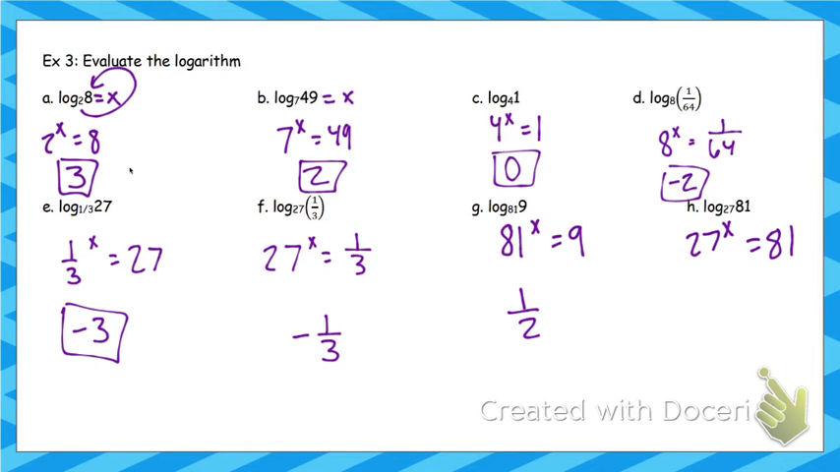What I mean by that is 27 is the same thing as 3 to the third. 81 is the same thing as 3 to the fourth. So I'm going to rewrite those two numbers. 27 is 3 to the third, and it's 3 to the third to the x. 81 is 3 to the fourth. Well, if those two things are the same, the only way they can be the same is if the exponents are the same. So 3x has to equal 4. So x has to equal 4/3.